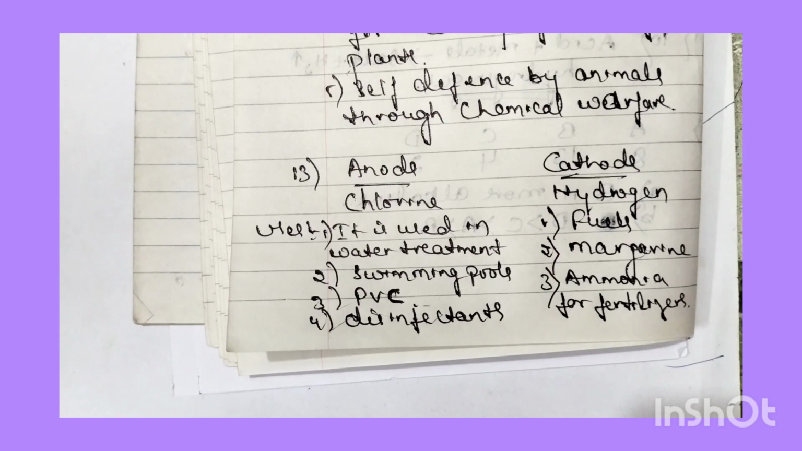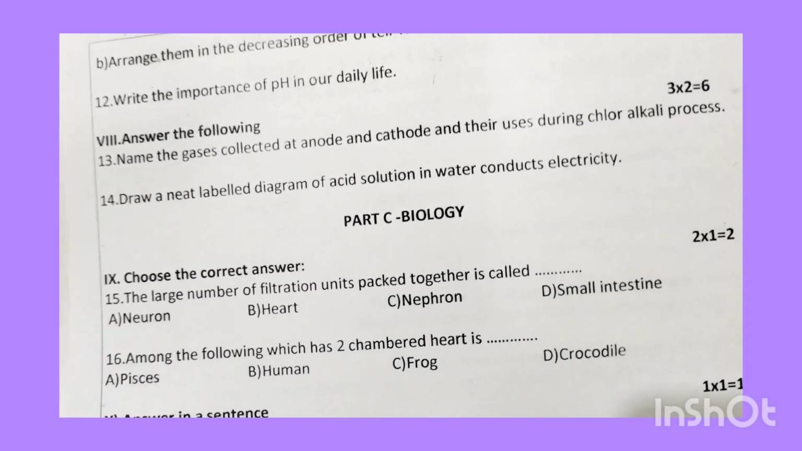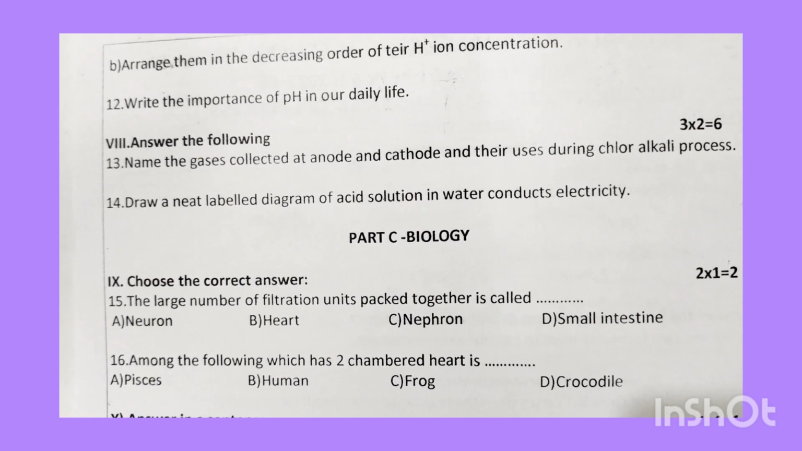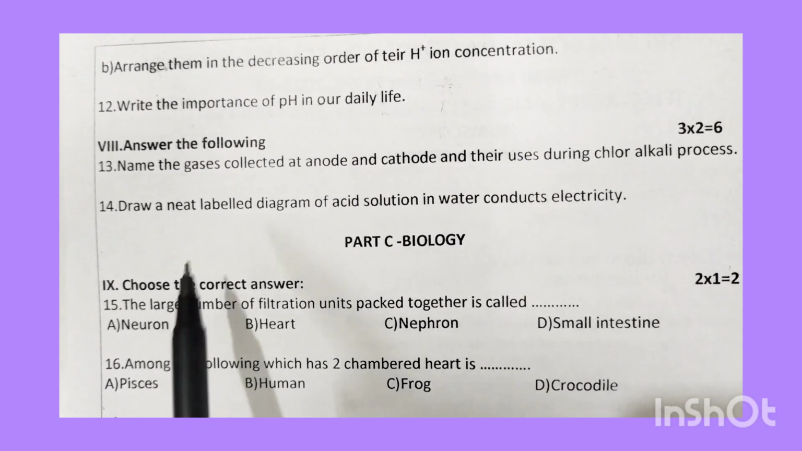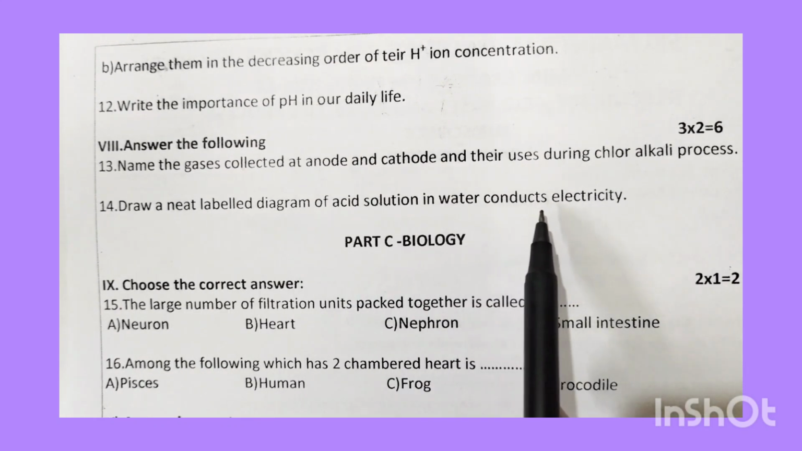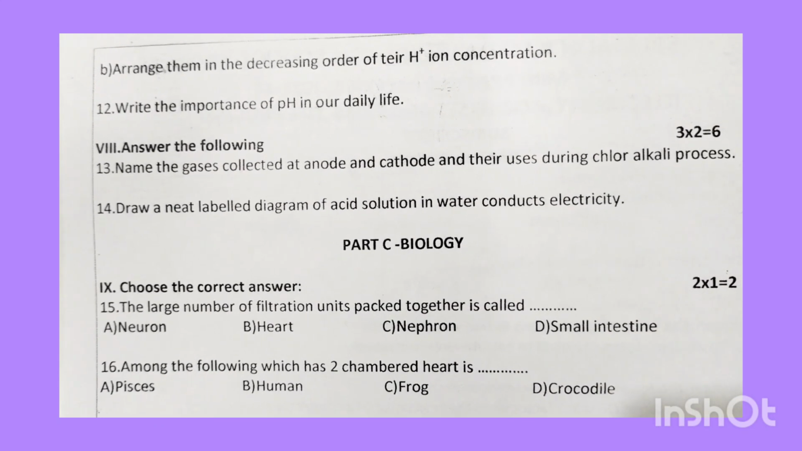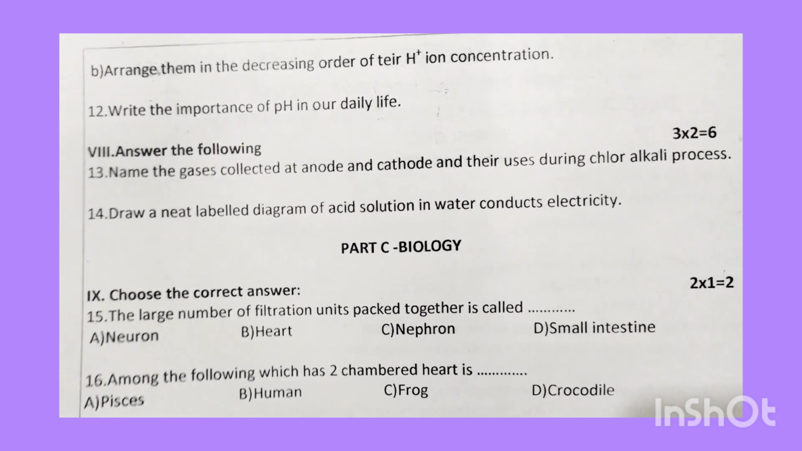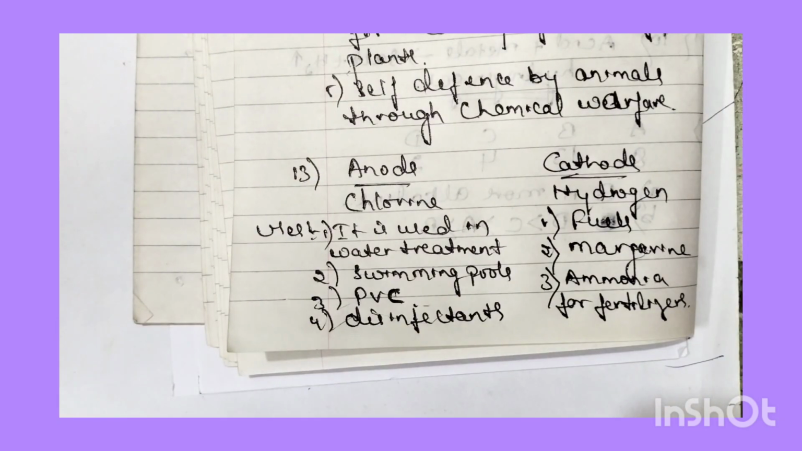So next, one more question is there, the 14th one, that is a diagram question. Draw a neat labelled diagram of acid solution in water conducting electricity. So this is the diagram question. So by this we have answered all the questions related to chemistry. In the next video we are going to answer part C, biology.